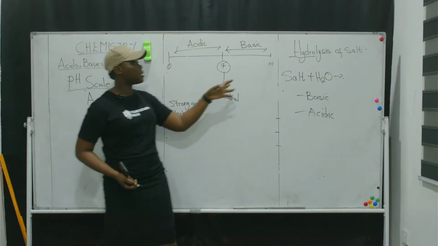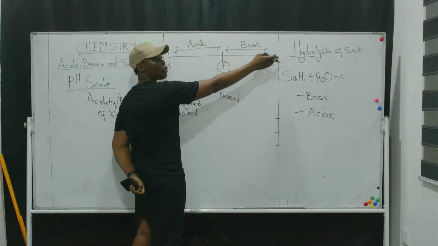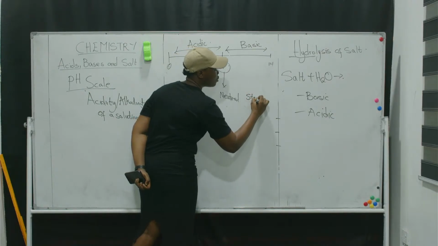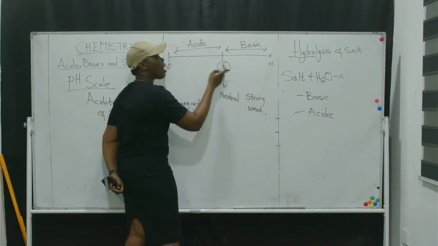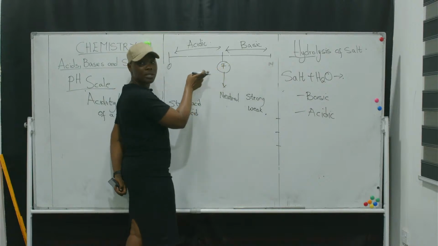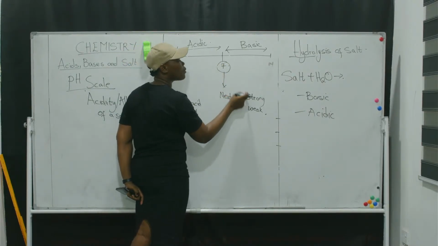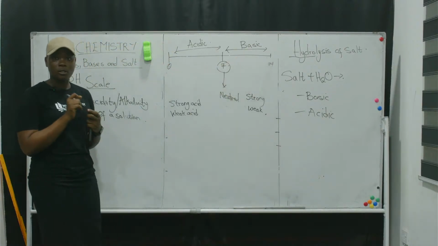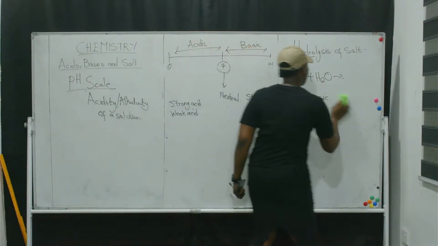And so for base, it is the other way around. This is towards neutral, and this is going to extreme. Weak base will have values close to 7, whereas strong base will have values towards 14. Do you understand that? Okay.